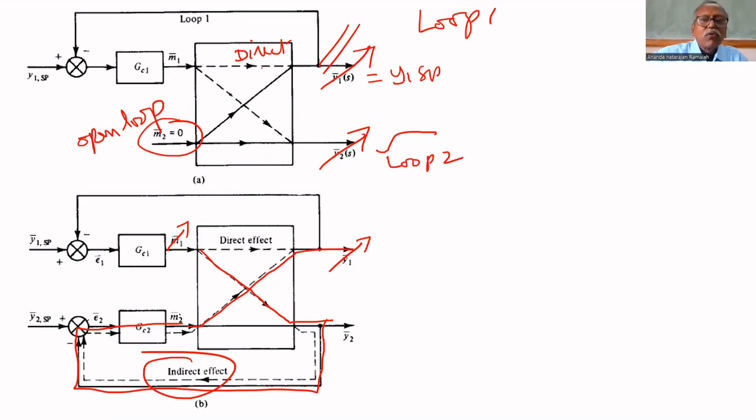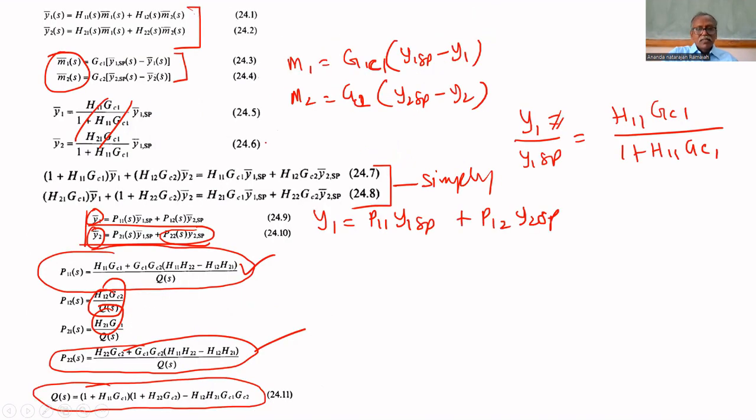That's why the tuning problem comes into the picture. How will you tune? You put the second loop in open loop and tune the first loop first. Then you put the first loop in open loop and tune the second loop. That way only you can tune. If you tune like that, there is no guarantee that when both loops are operated, both loops will be stable. We can understand that from this derivation.